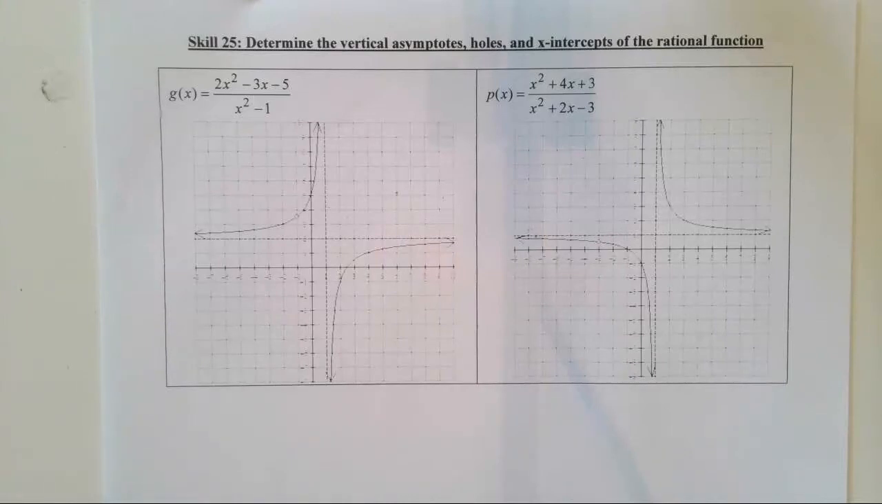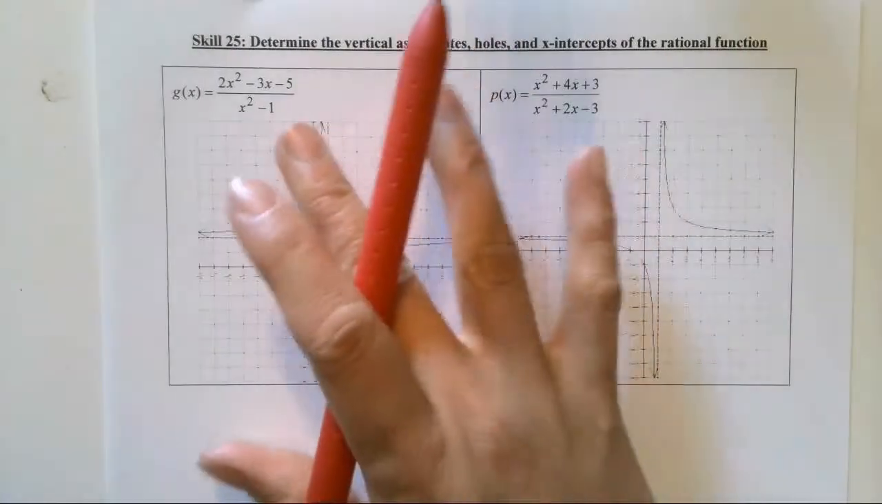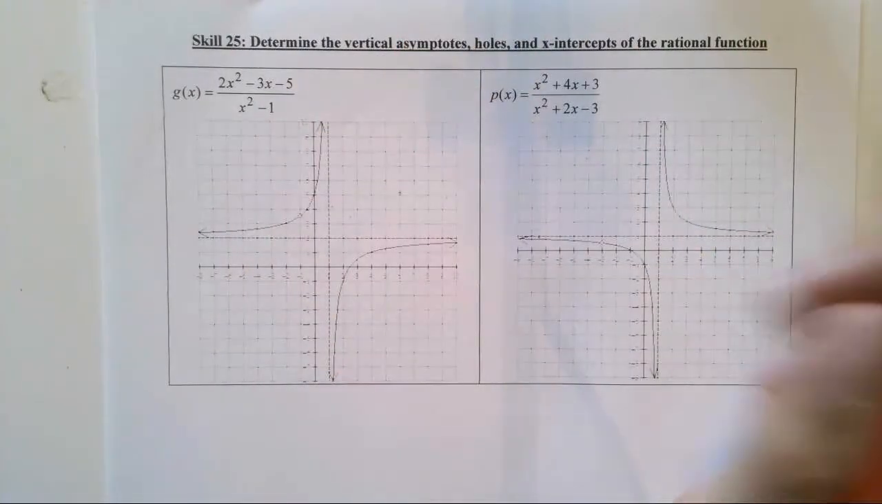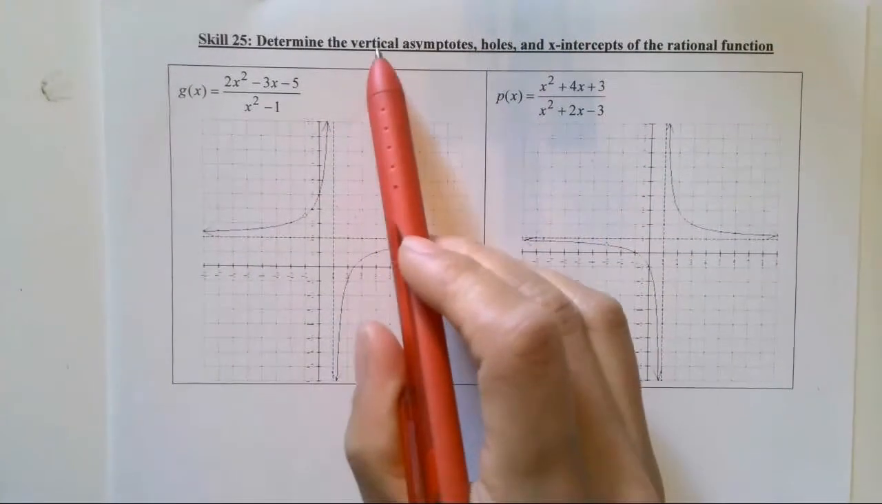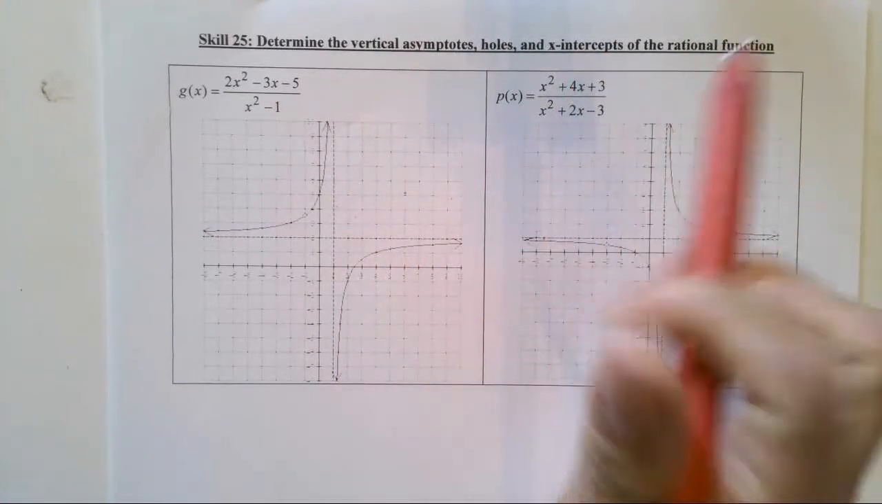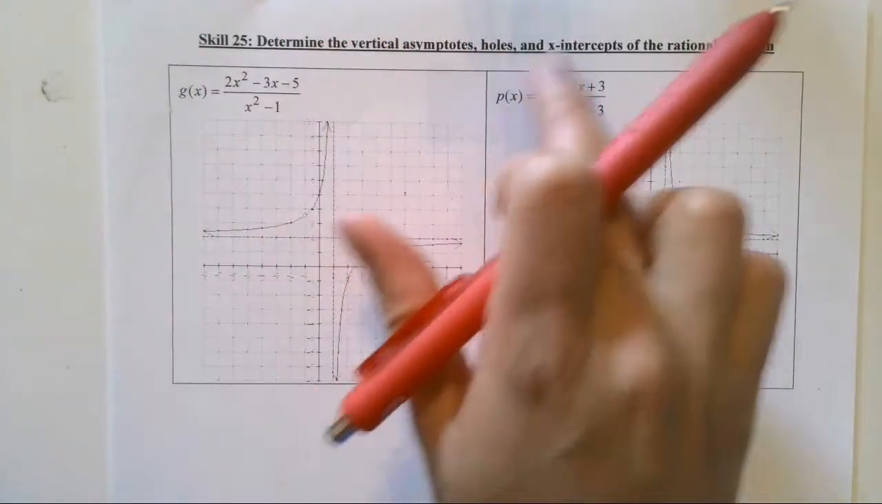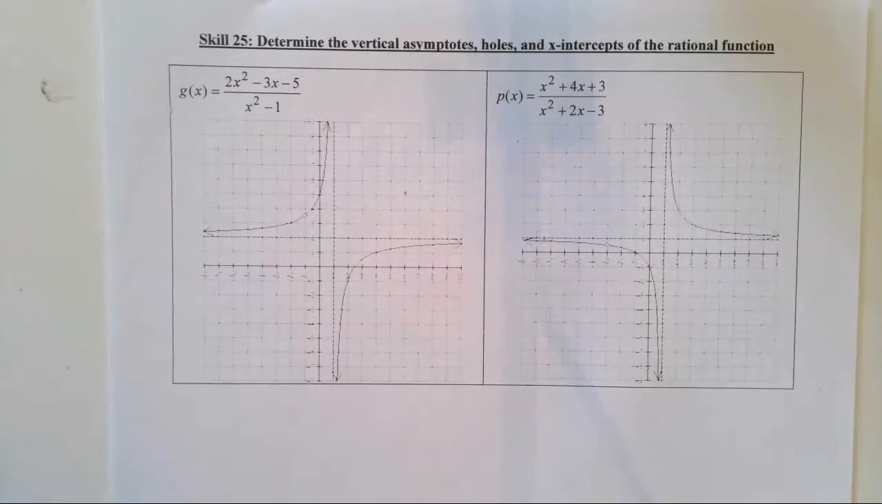Hello scholars. Today we're going to talk about rational functions and all the different features of rational functions. By the end, you are going to learn how to find the vertical asymptote, holes, and x-intercept of a rational function without looking at the graph. You're going to be given a function like this, and you should be able to tell me how to find all of that. Before that, let's investigate a few things.